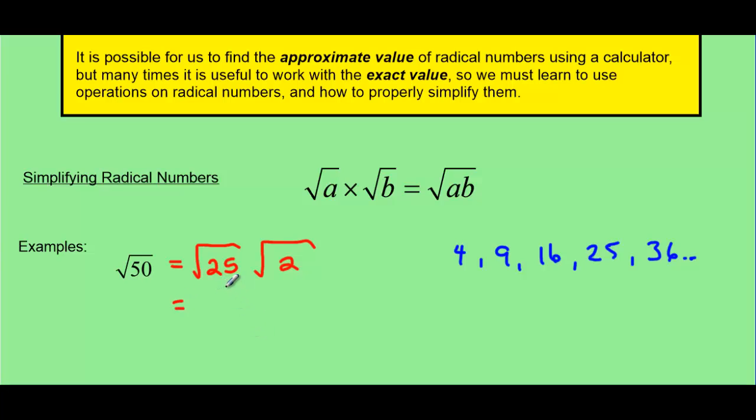So now we're going to rewrite this as if we can square root the 25, which we can. So the square root of 25 is 5, and because we can't square root 2, we're just going to leave it as a radical number, the square root of 2, which leaves us with the simplified answer of 5 times the square root of 2, or we would just say 5 root 2.